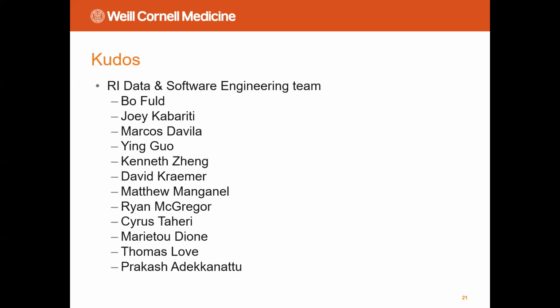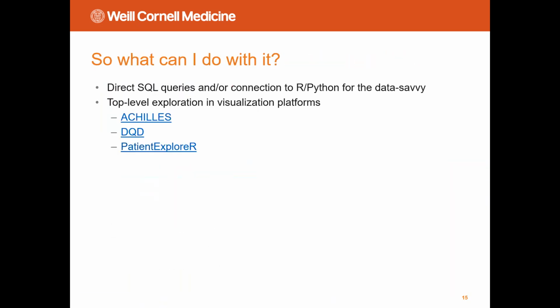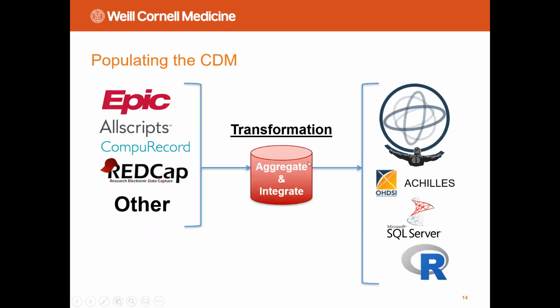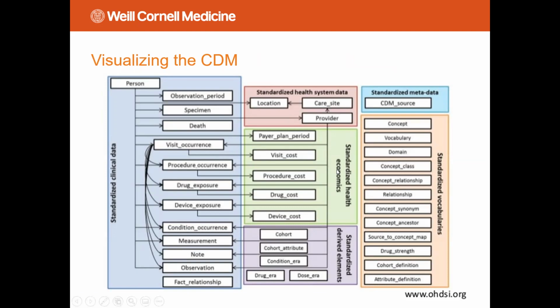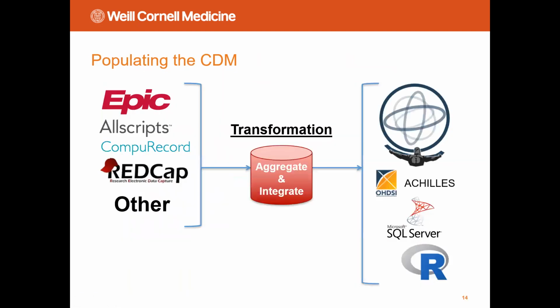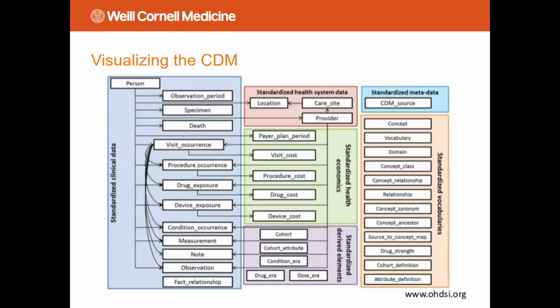I just want to give a particular shout out to the team that builds and maintains this. Our research informatics data and software engineering team headed up by Bo Fold with Joey Cabariti as manager. It's a lot of people who put a lot of work into making this happen. This is really exhaustive work, populating these tables, doing what we're eliding in this red cylinder is a massive undertaking, and it's a really, really complex one. It often involves navigating encounters across different systems, bringing large volumes of data in. It's a really big job, and we have a really great team of folks who spend a lot of time working really hard to make sure that it works.